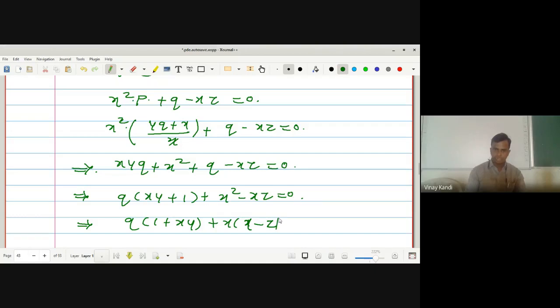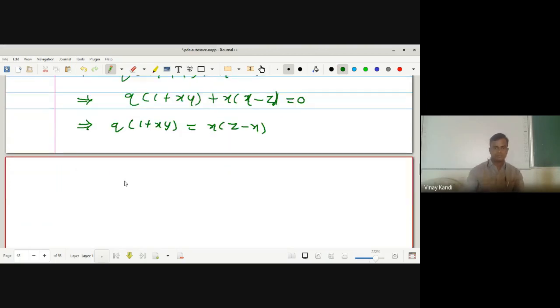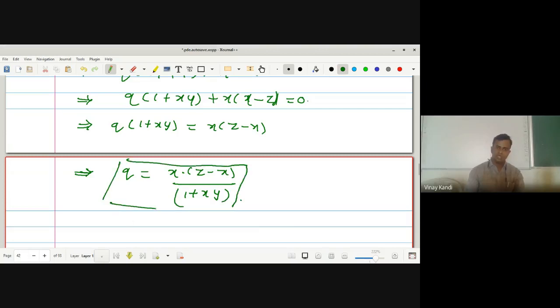Okay, is equal to 0, which implies q into (1 plus xy) is equal to x into (z minus x) now. Okay, which implies q is equal to x into bracket (xz minus x) upon (1 plus xy). So this is the value of q. Okay, any doubt up to here?